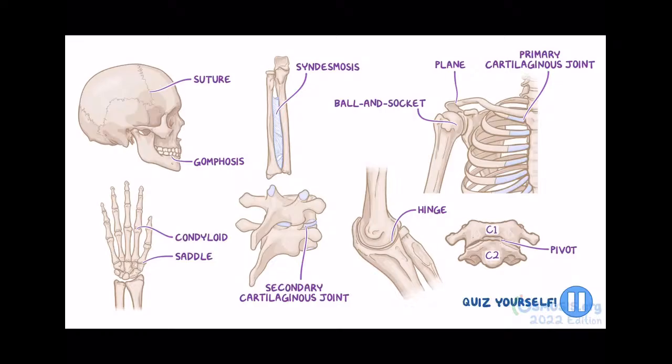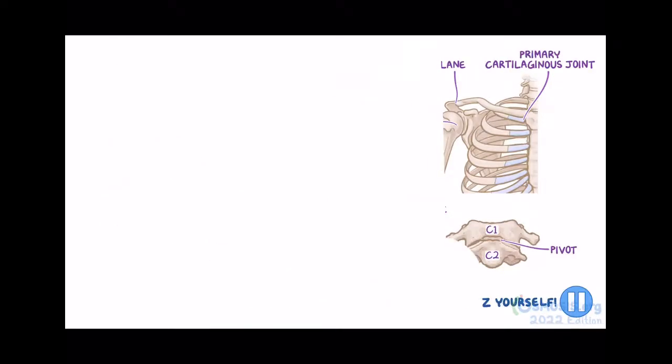Alright, now most joints are secured by strong fibrous bands of connective tissue called accessory ligaments. These ligaments strengthen the joint, stabilize it, and allow movement in only certain directions, basically holding the bones together and preventing their dislocation.